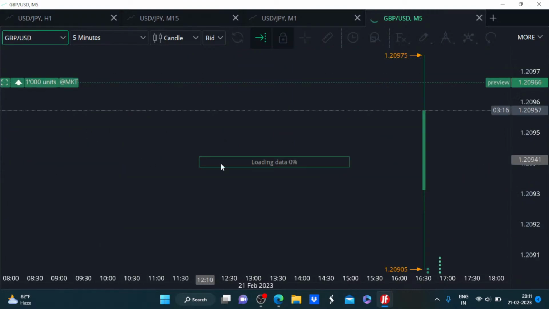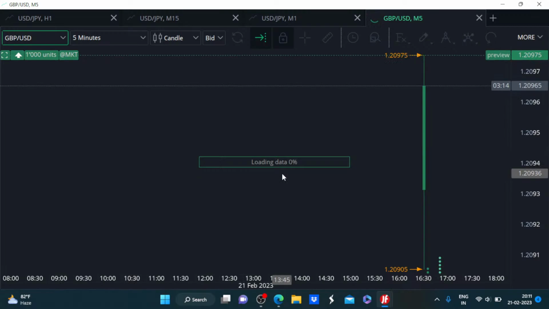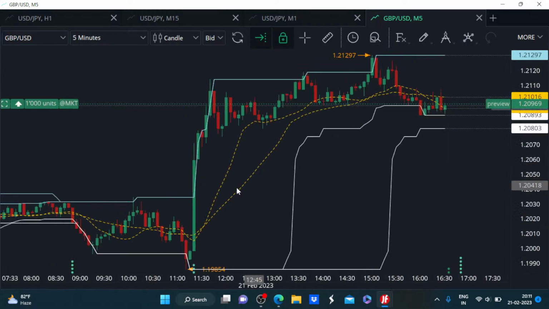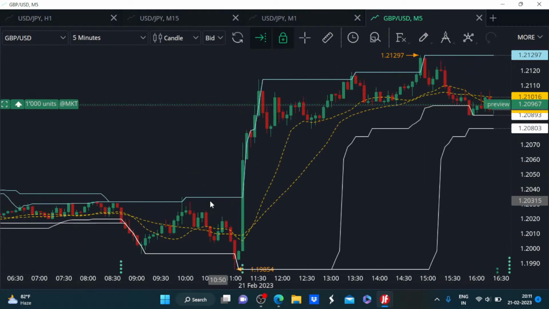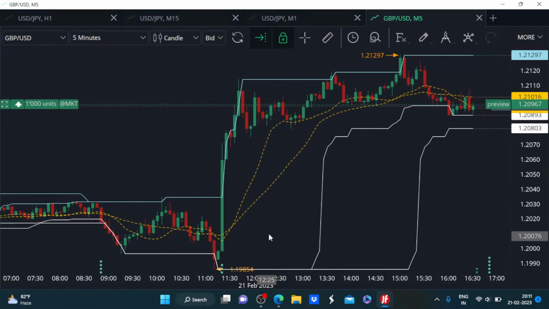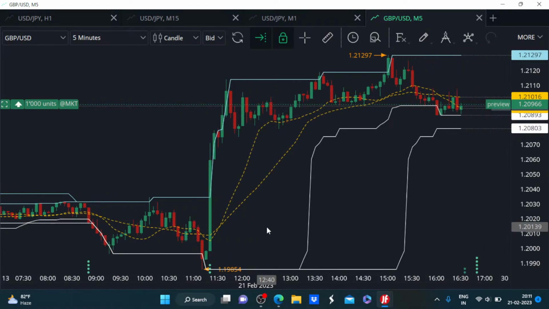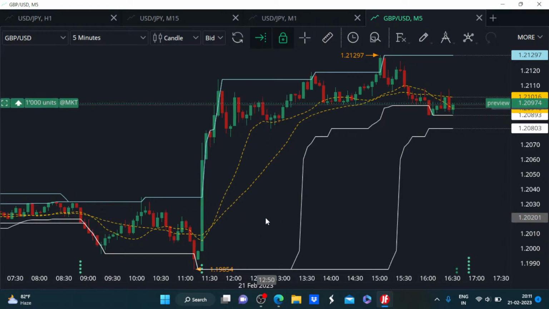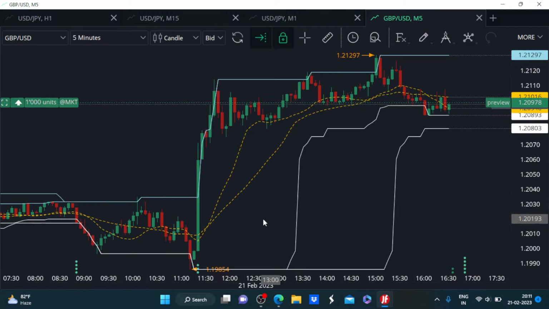Now let's consider GBP USD. For GBP USD, the economic release changed the picture and put it on the bullish pedestal. If we consider the other major currencies, they are trading pretty much bearish, but that is not the case with the GBP USD. GBP USD is trading quite strong for today's trading session.